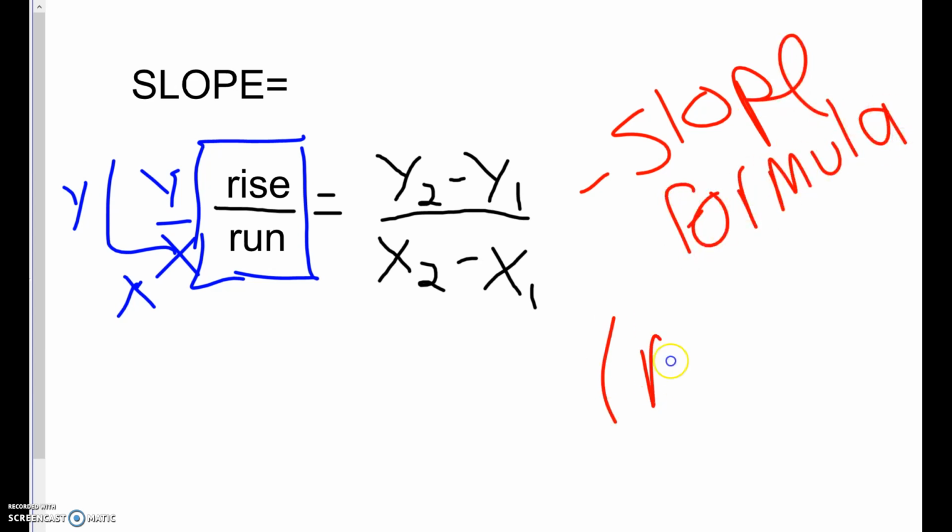And just as a heads up, they use the variable m for slope. Not 100% sure why, but if you can tell me tomorrow, that'll be 2 points extra credit on your next quiz. Why do we use m for slope?